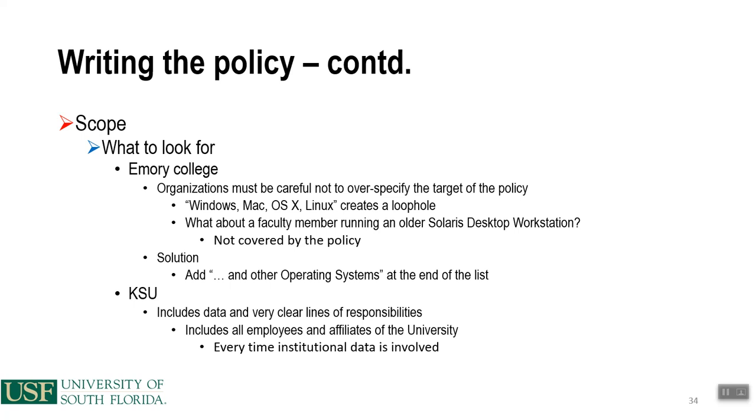In the case of Kansas State University, it includes data and very clear lines of responsibilities. It includes employees and affiliates of the university every time institutional data is involved. So it's not specifying which type of data, it's just saying institutional data. And it says all employees and affiliates of the university. So it becomes very generic but specific at the same time.